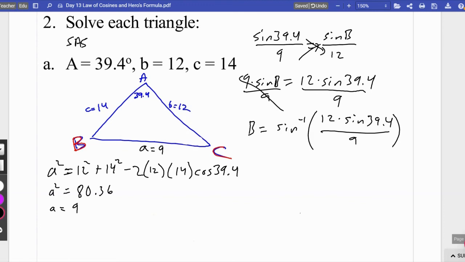So I'm going to start with inverse sine, and then start typing everything in. 12 times sine 39.4, watch your parentheses, I'm closing that sine 39.4 off, divided by 9, and I took the arc sine. I got B to be 57.8 degrees.